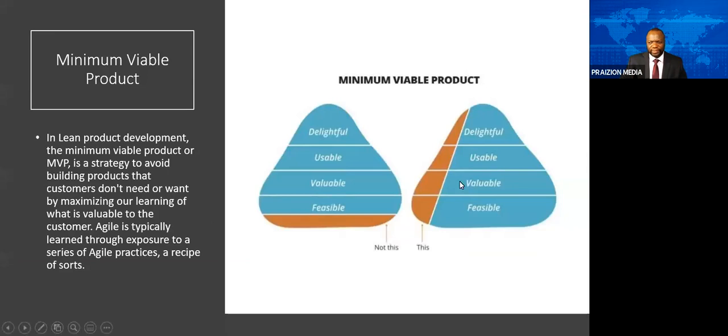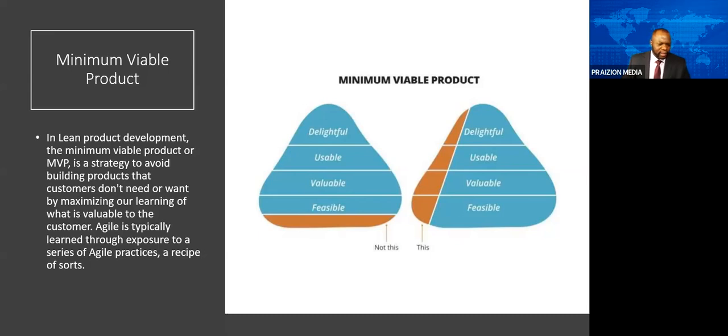We want to target the one on the right. It has to be delightful to some degree, not completely delightful, but to some degree, usable, valuable, and feasible. Not the one on the left that is nothing. It's not feasible, it's not valuable, it's not usable, it's not delightable. We don't want that, right? We want the one on the right, okay?